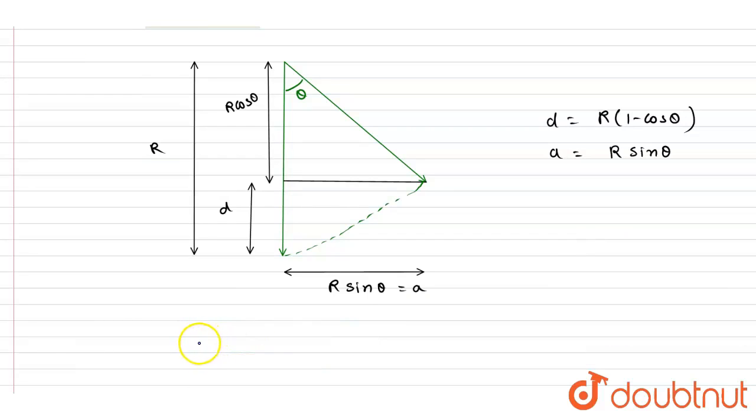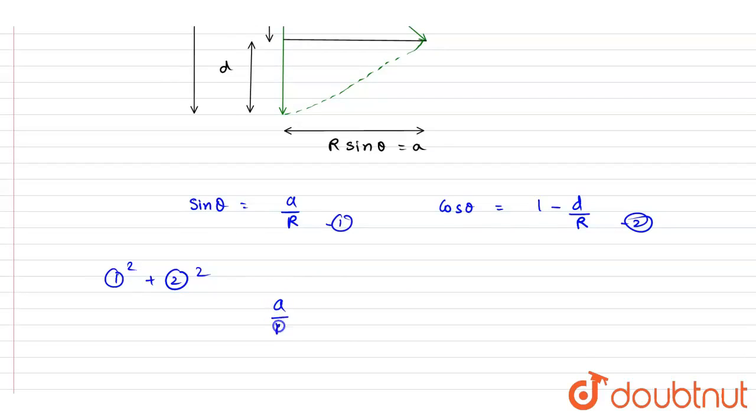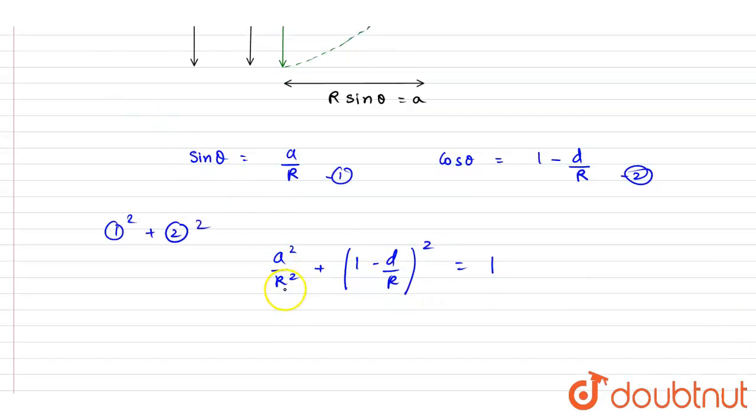You can write down the sin theta and cos theta values here. The sin theta is equal to a by r, and 1 minus cos theta will be equal to d by r, right? So cos theta will be equal to this, right? Now you can square both equations and add. So I will write equation 1 squared plus equation 2 squared. So it will be (a by r) whole squared plus ((r minus d) by r) whole squared is equal to sin square theta plus cos square theta, which will be 1. So this will be the equation.